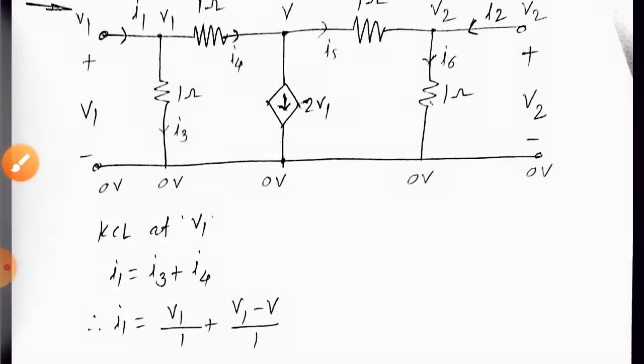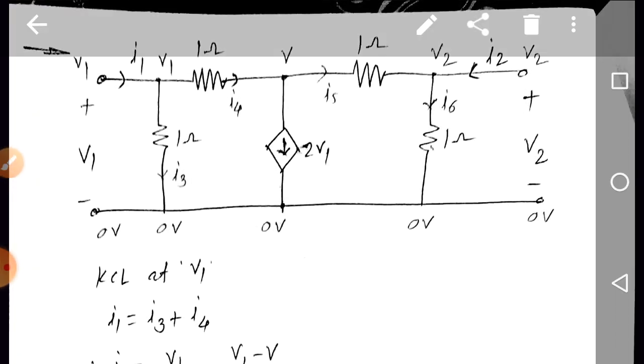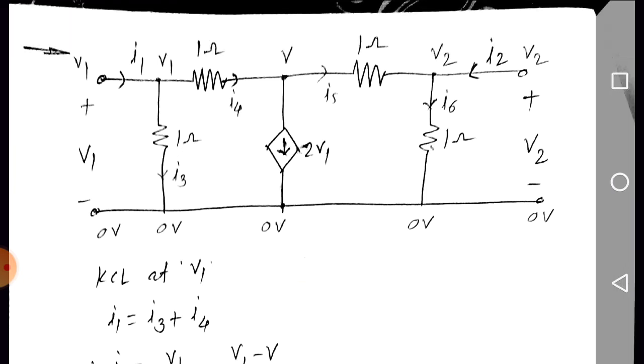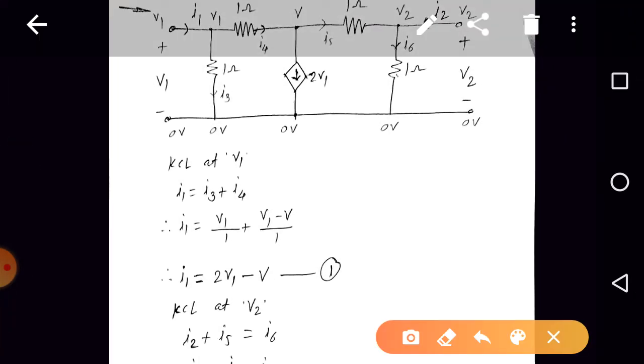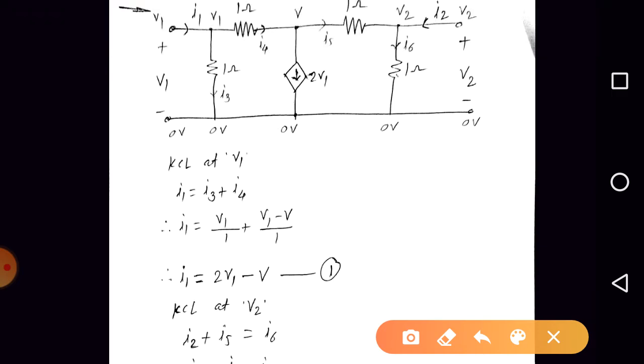So can we apply KCL at V1? Yes, the incoming current is I1, which is equal to I3 plus I4. So I1 is equal to I3 plus I4. What is I3? Using Ohm's law, V1 minus 0 is equal to 1 into I3, so I3 is V1 by 1. What is I4? V1 minus V by 1. Similarly, we can write I1 is equal to 2V1 minus V. Consider it as equation 1. It is our expression for V1 and I2 in terms of I1 and V2.